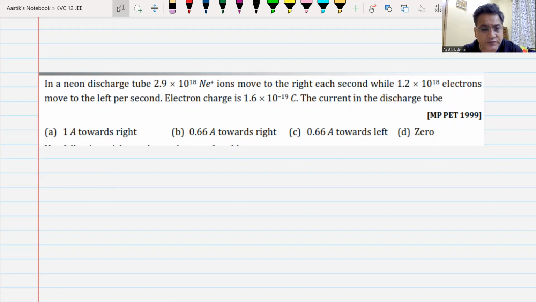In a neon discharge tube, 2.9 into 10 raised to the power 18 neon plus ions move from left to right each second, while 1.2 into 10 raised to the power 18 electrons move to the left per second. The charge on an electron is 1.6 into 10 raised to the power minus 19 coulombs. What is the current in the discharge tube? And you will have 2 minutes to get to an answer which looks like an answer from this universe. 2 minutes you have. Take your time.